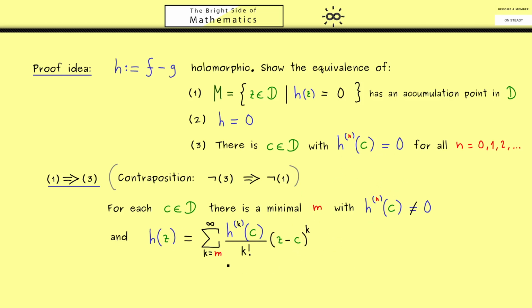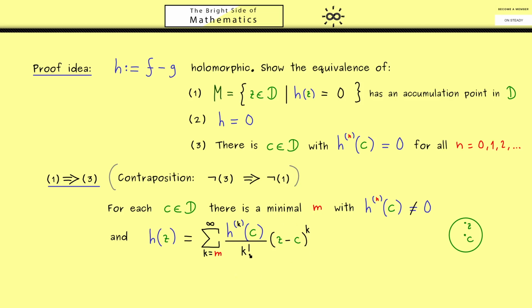Okay, so now this is our function h written as a power series, which is correct in a neighborhood around c. Or more precisely, as always, we have it inside a disk. Hence, this equality holds for all points z inside such a disk.